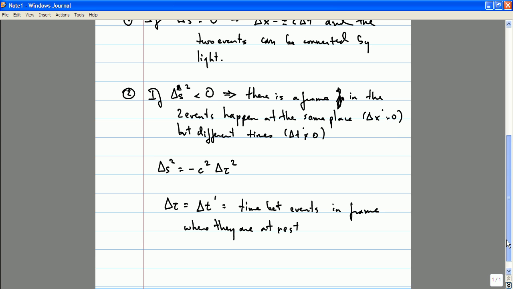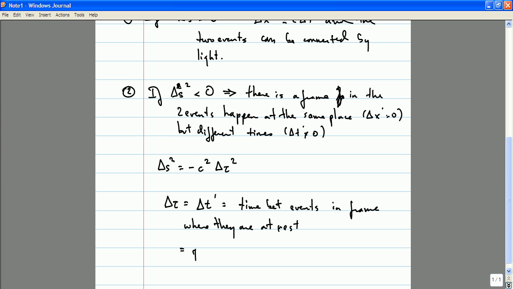And this has a name. We call this the proper time between the events. So whenever you talk about a time interval in a frame where the objects being studied are at rest, you're really talking about a proper time. And although the delta t between two events can depend on the frame in which it is measured, the proper time between two events does not depend on the frame in which it is measured.